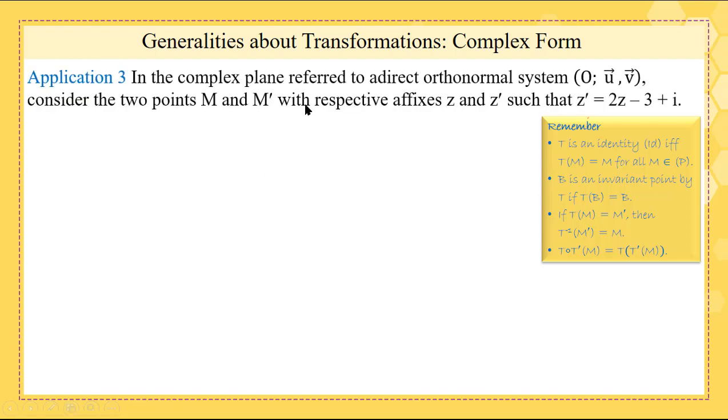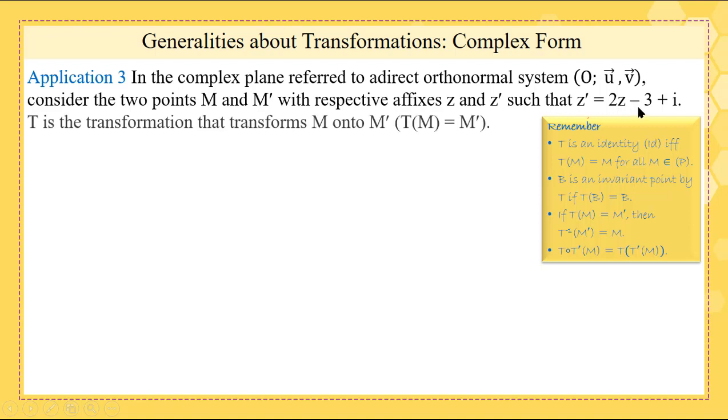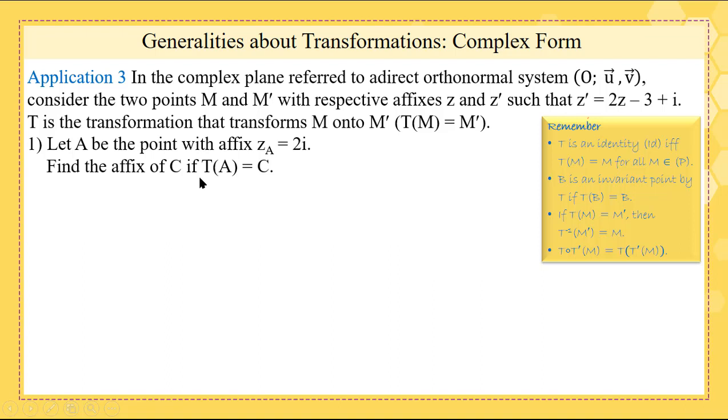Application 3. In the complex plane referred to a direct orthonormal system OUV, consider the 2 points M and M prime with respective affixes Z and Z prime such that Z prime equal to Z minus 3 plus I. T is the transformation that transforms M onto M prime. Part 1. Let A be the point with affix ZA equal to I. Find the affix of C if T of A is equal to C.